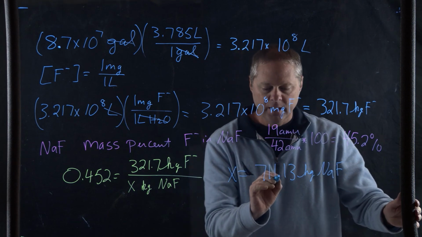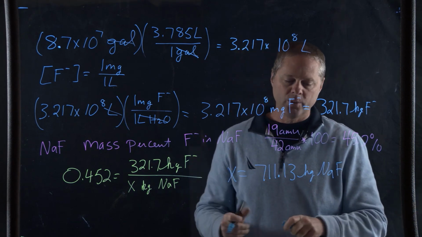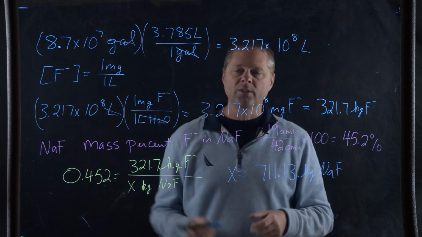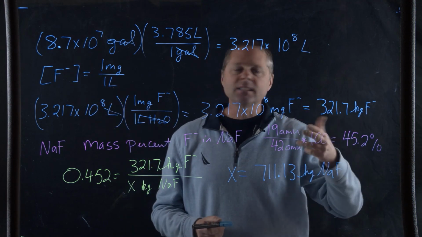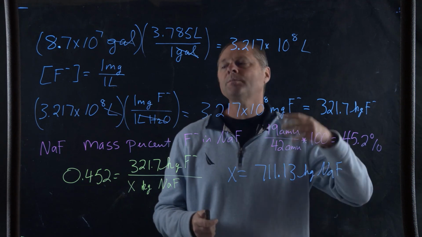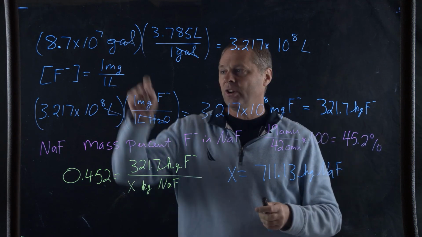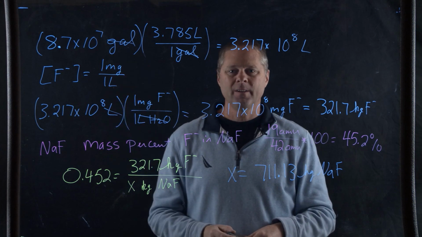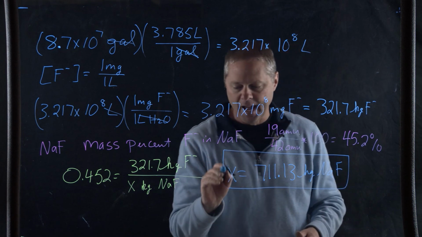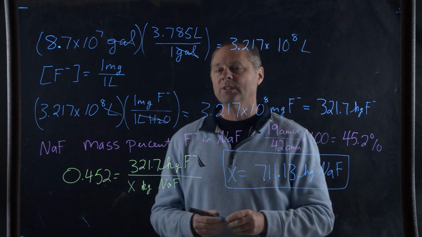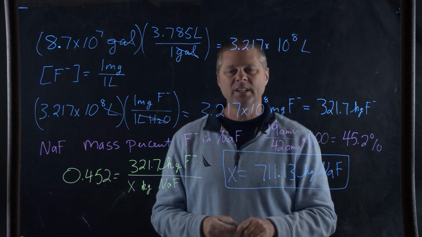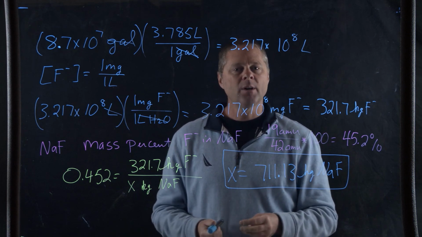So if you add 711.13 kilograms of sodium fluoride into this amount of water, you're in essence putting in 321.7 kilograms of fluoride, which will give a concentration of 1 milligram per liter. And so this is the amount of sodium fluoride that will be added to 8.5 times 10 to the 7th gallons of water. If you have any questions on this problem or any other ones, please let me know.